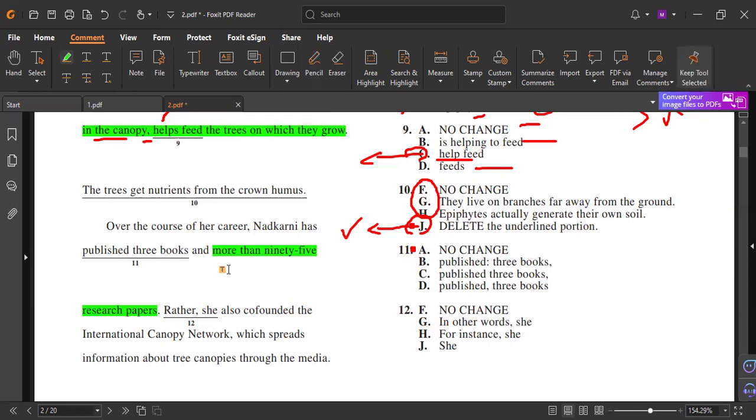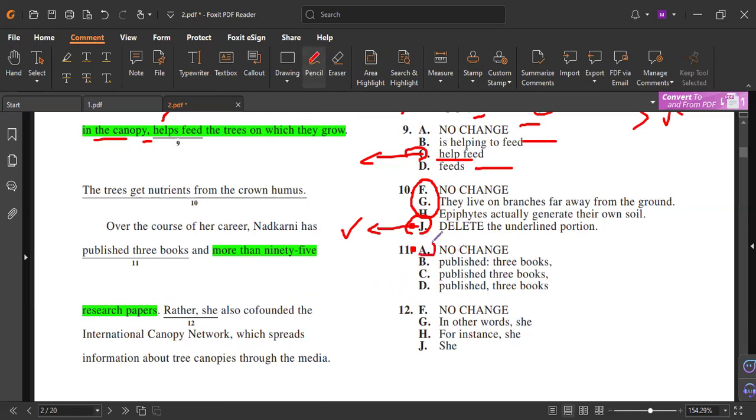Because it's only the subject, more than 90 such papers. What happened to the papers? There is no verb, so it's a fragment, so wrong. So "and" is not fanboys here. Okay. And so here, not fanboys.